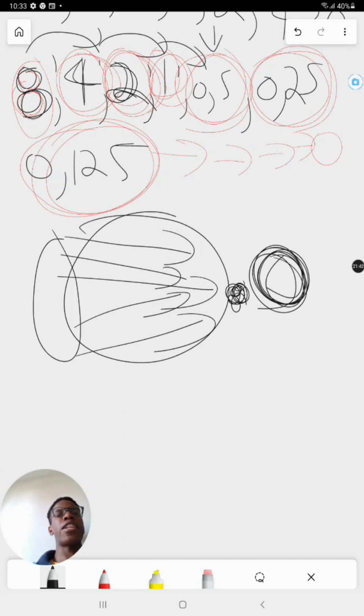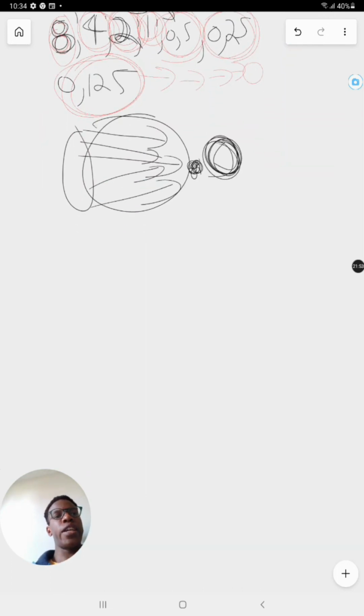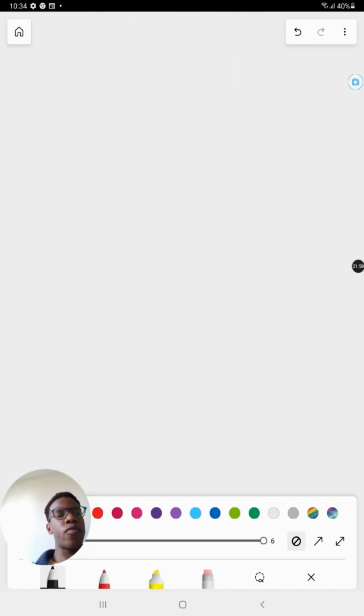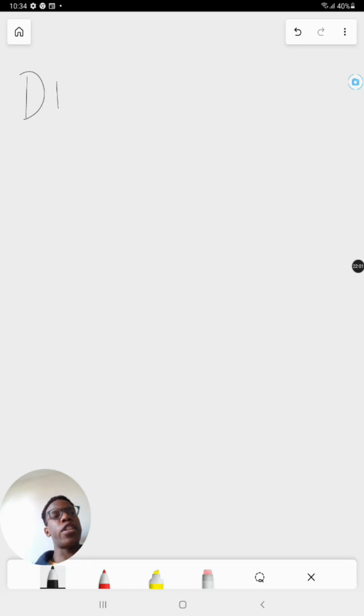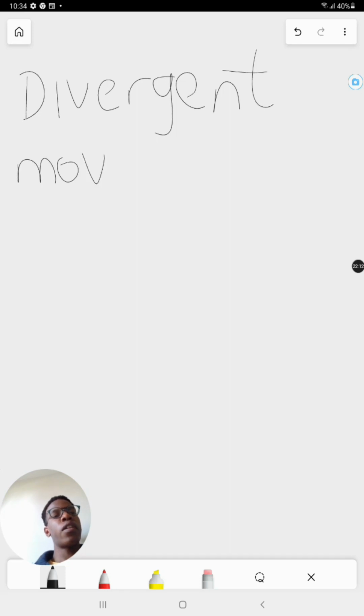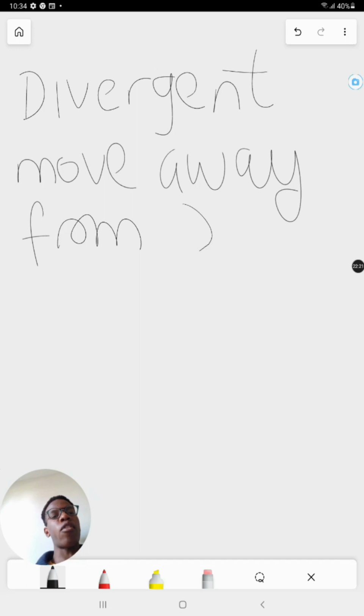Okay, this is the nature of all convergent geometric sequences and series. If they converge, it means that they move towards 0. Essentially, if I had to give a very simplistic explanation of divergent and convergent, divergent series and sequences move away from 0, right? They move away from 0.